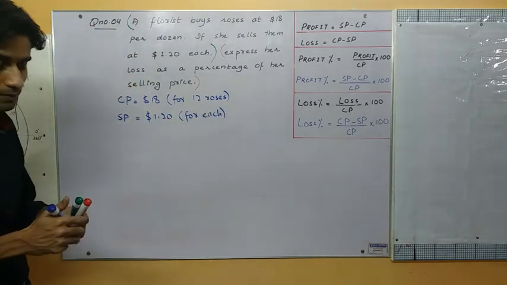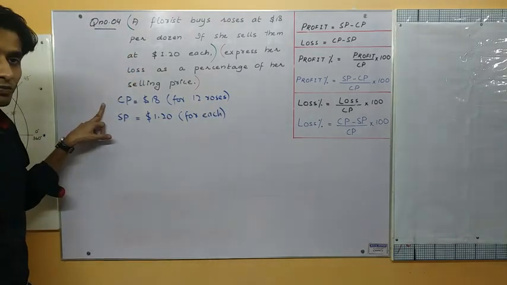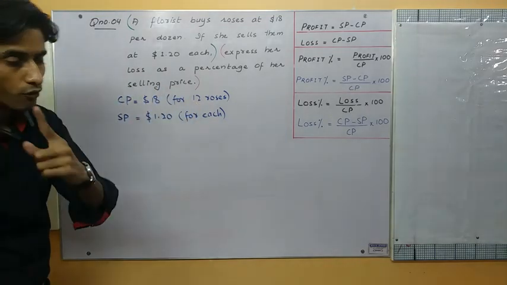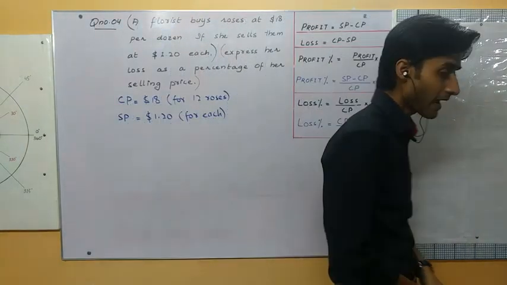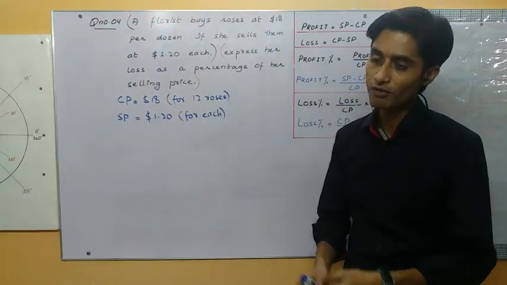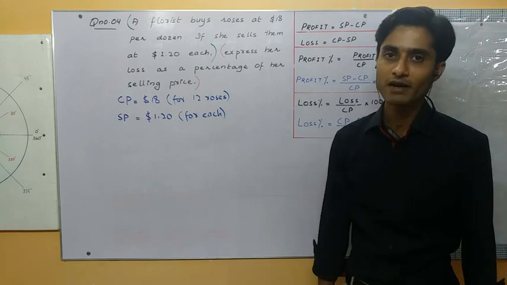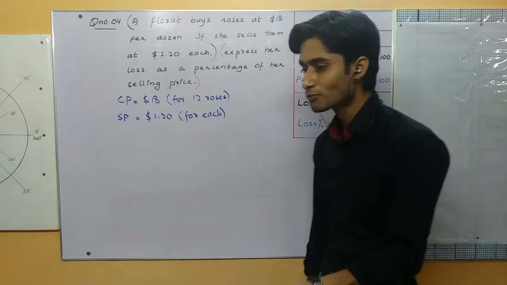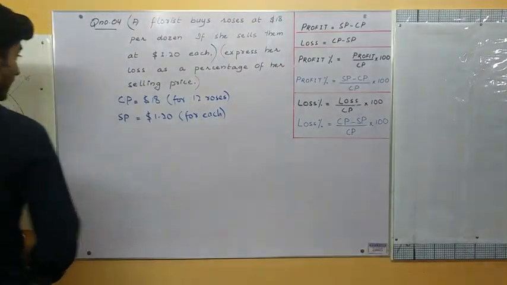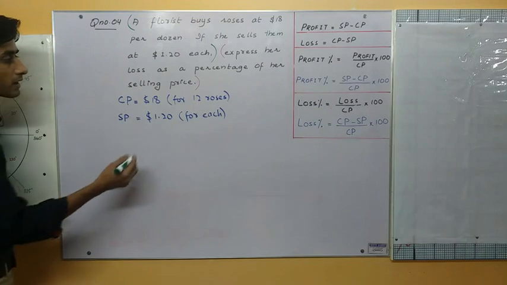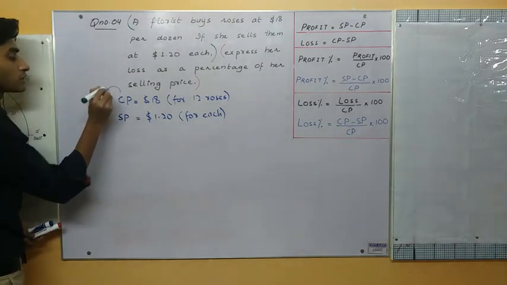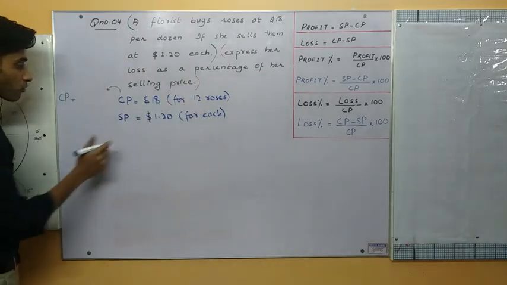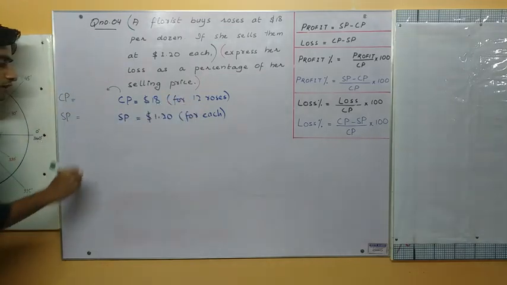This is where the problem is. I have the cost price of how many roses? 12 roses. I have the selling price of how many roses? Of 1 rose. I should have the cost and the selling price of either 12 roses or of 1 rose. They both should be for either 12 or for 1 rose. Now it's up to me what I would prefer doing. If I want to convert this data for each rose, I'll have to find out the cost price of 1 rose. I have the selling price of 1 rose already.